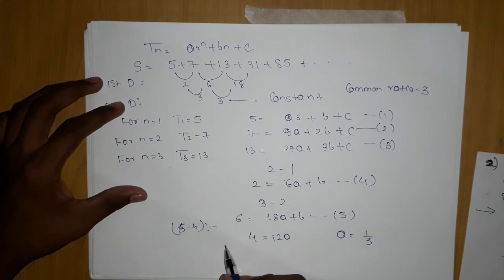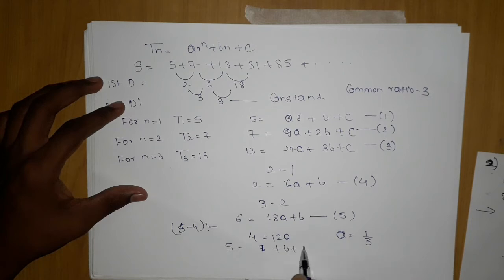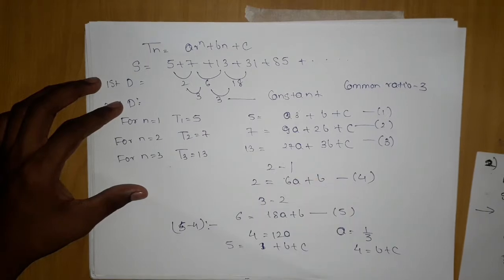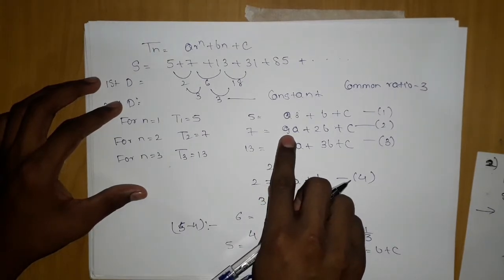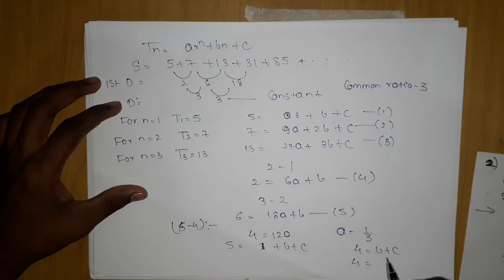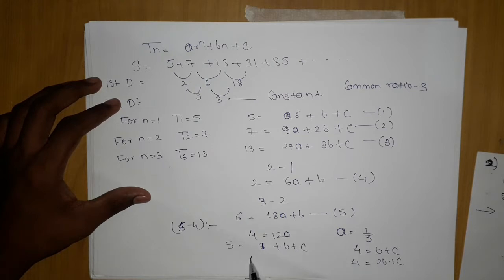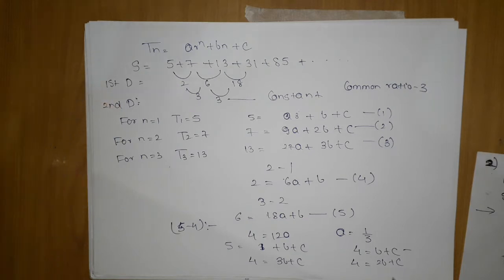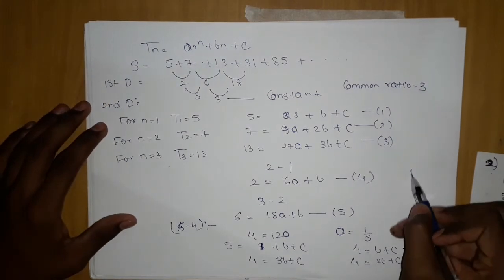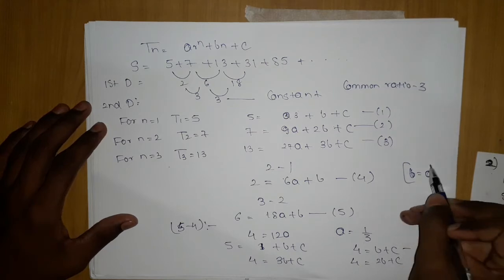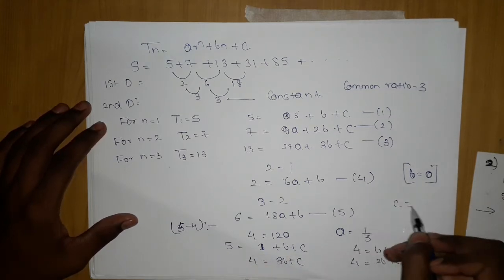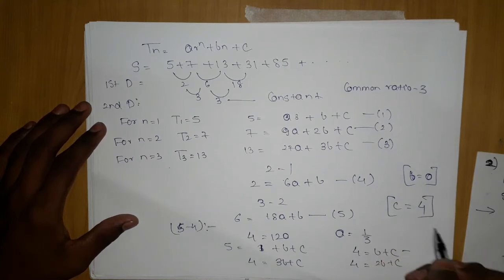Let's put what we have: 5 equals 3 times 1 by 3, which becomes 1 plus b plus c, giving 4 equals b plus c. Similarly here it becomes 4 equals 2b plus c, and the last, 9 times 1 by 3 is 3, giving 4 equals 3b plus c. If I subtract, I can clearly see b is 0. So b equals 0, and c will be 4.